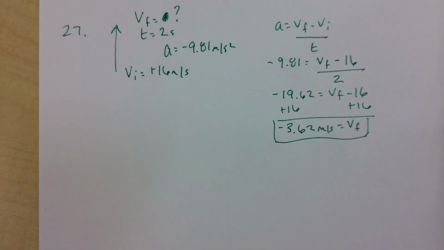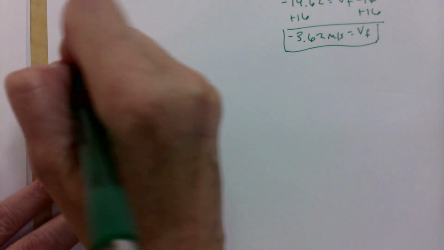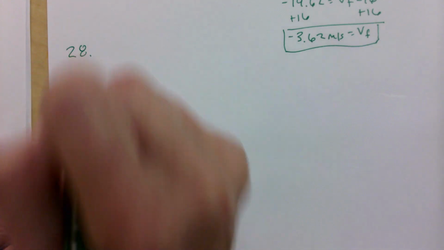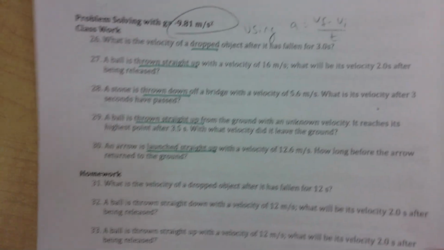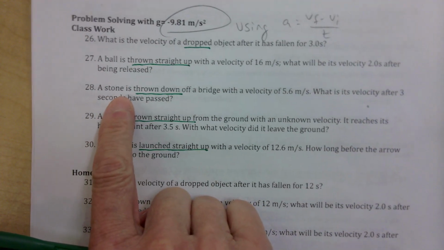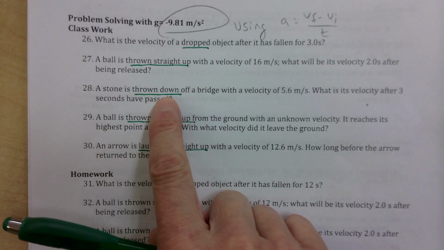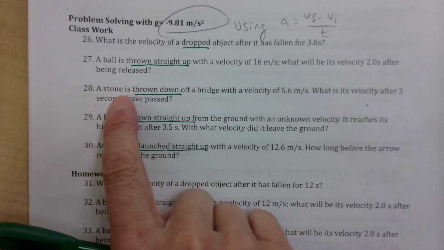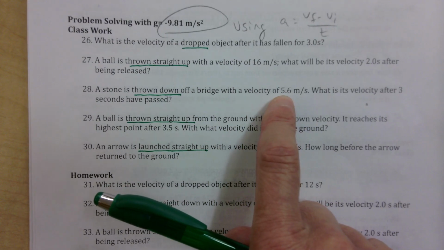All right, let's take a look at number 28, and I think after this one you should be good to go to complete them. All right, so on number 28, this time around what I'm doing is I am throwing a stone off of a bridge. Now they're being nice enough to let me know that I'm throwing it down. So we're throwing a stone down off of a bridge with a velocity of this.